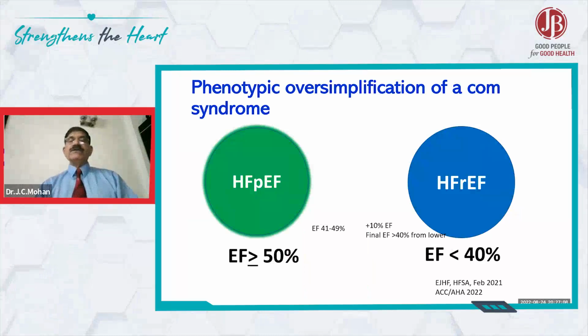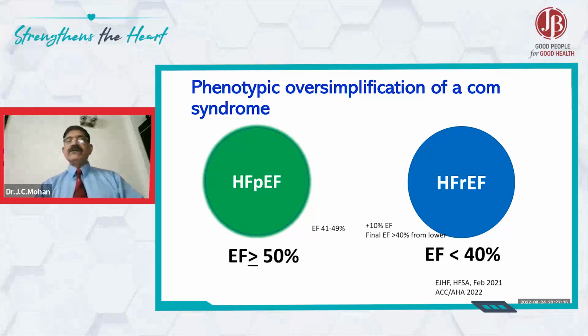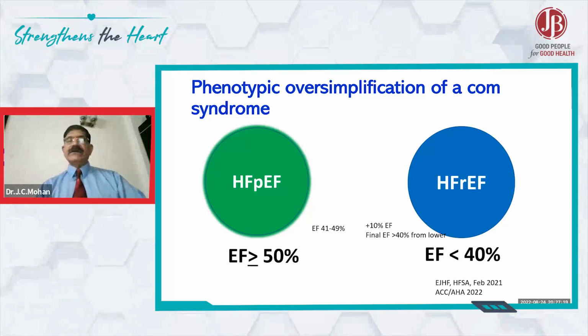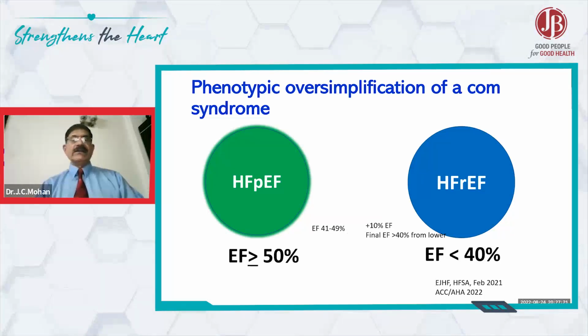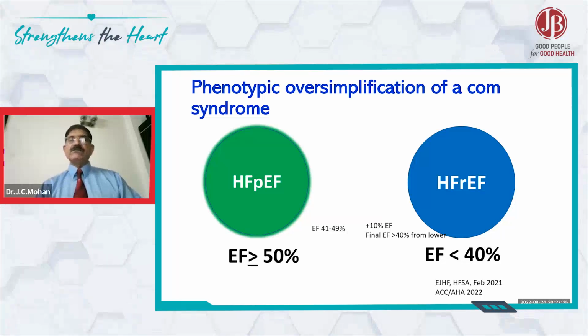So phenotypic oversimplification of this complex syndrome heart failure is like this: heart failure with reduced ejection fraction, where left ventricular ejection fraction is less than 40%, that is the dominant variety of heart failure in India. Then the other variety, heart failure with preserved ejection fraction, where left ventricular ejection fraction is 50% or more.